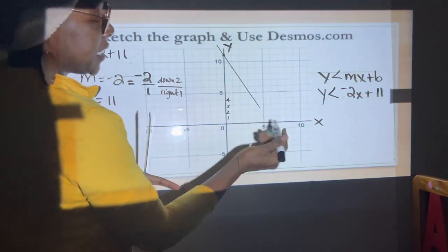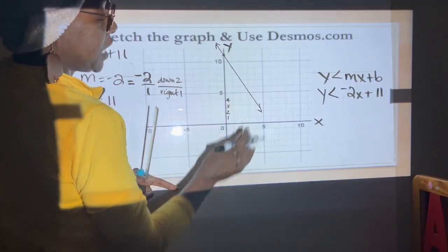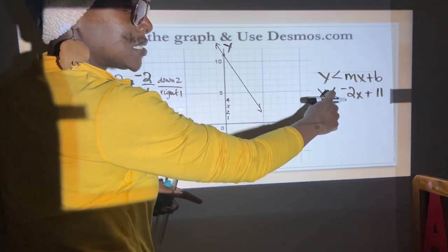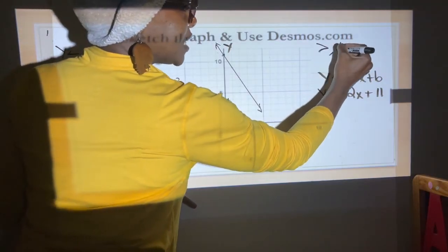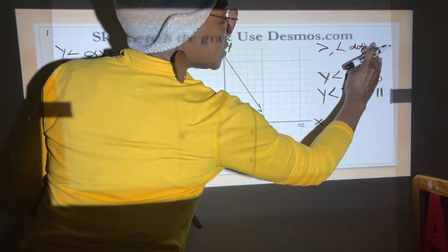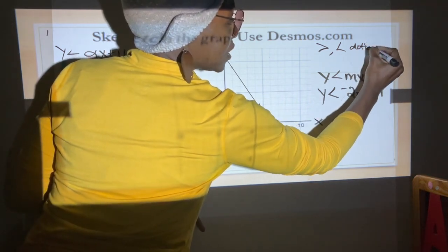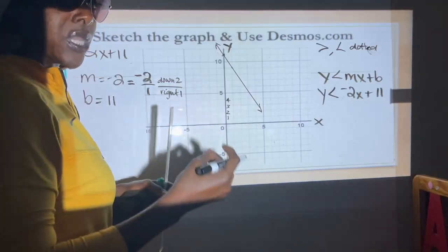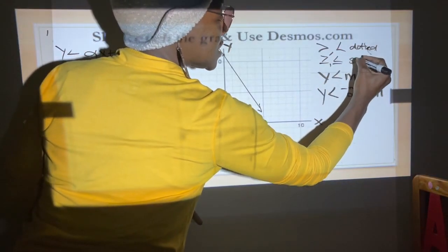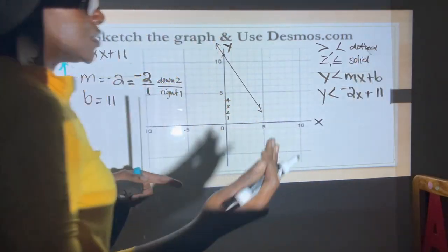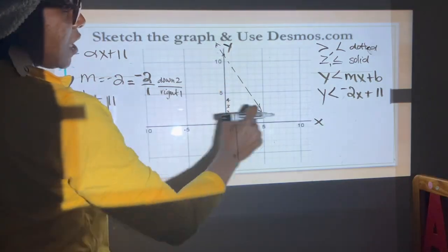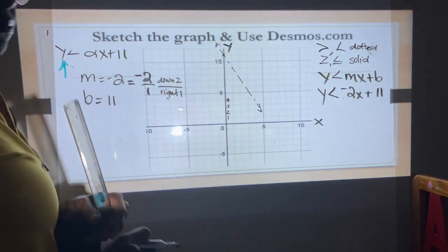Next, is my line dotted or solid? How do I know that? I know by looking at my symbol. If it is greater than or less than, it's going to be dotted because that's not inclusive of the values on the line. If it is greater than or equal to or less than or equal to, it's going to be solid because it actually includes the values on the line. So on the sketch, we need to make sure that our graph has a dotted line.